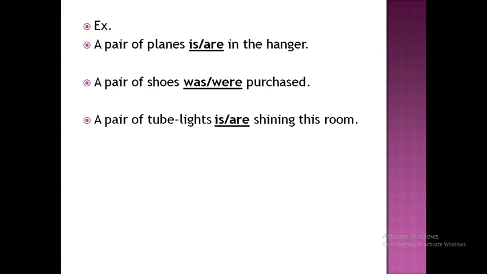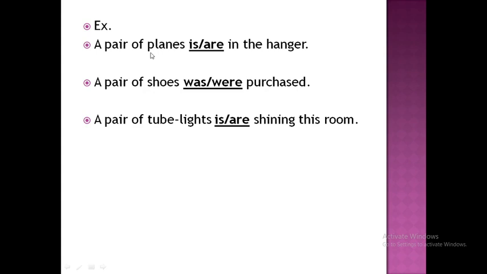Rule number 17. What does rule number 17 say? Please understand these few sentences which will make you clear. Rule number 17. Here a pair of planes is given at the place of a subject. A pair of shoes is given in the second one, and a pair of tube lights is given at the place of subject in the third sentence. So planes, it is clearly visible as 's' is attached to it at the end. So this is in plural form. Shoes too is in plural form. And tube lights, this is not just tube light, this is tube lights. So this too is in plural form.